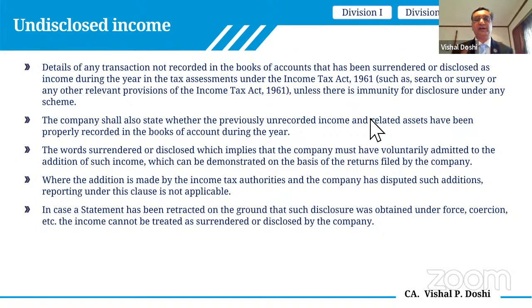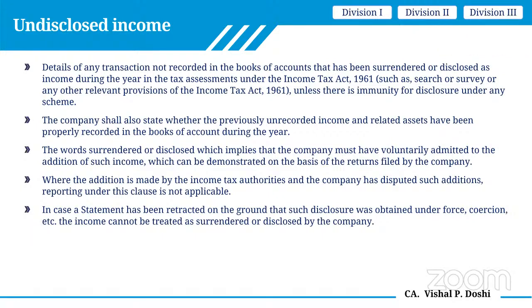Normal additions that happen on the GP ratio, or personal expenditure or capital-revenue expenditure being disallowed, would not form part of this. It's only where there has been an undisclosed income, which was previously unrecorded, and now it is being surrendered voluntarily by the client. Then in that case, this disclosure would come.